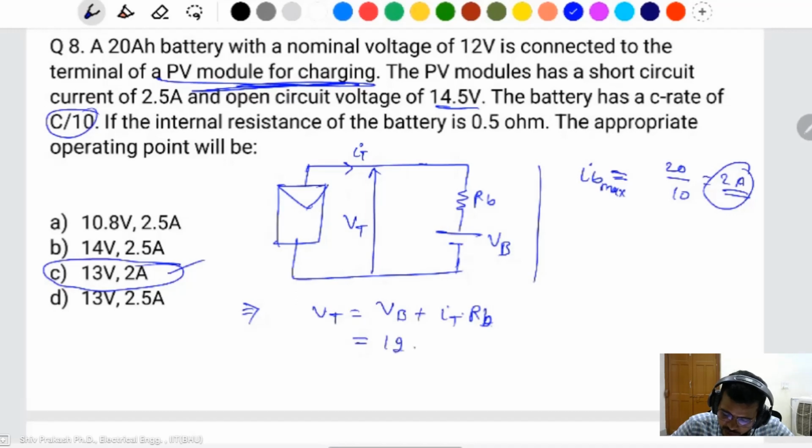VP is 12 volt, IT is 2 ampere, RB is 0.5 ampere. This will be the 13 volt. Then 30 volt and 2 ampere is the option.